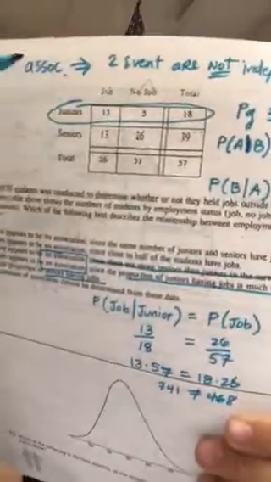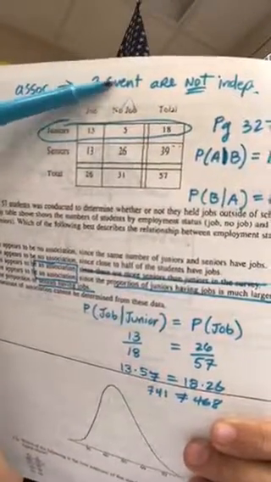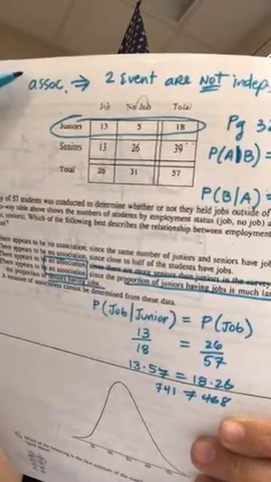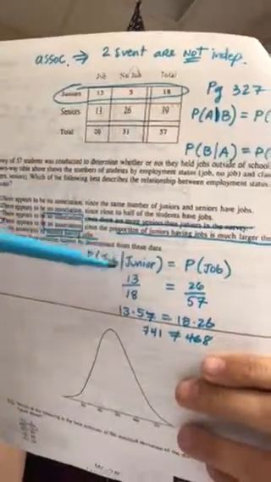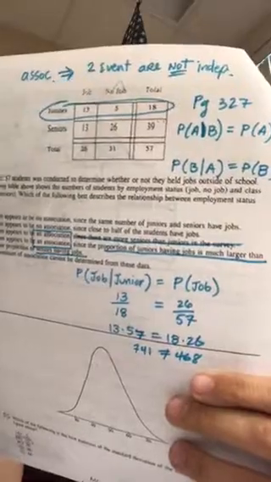And again, independent means that there is not an association. So because this is not independent, that means there must be an association. I can keep going and I could calculate the other way around. What would be the probability of juniors given jobs and the probability of a junior?